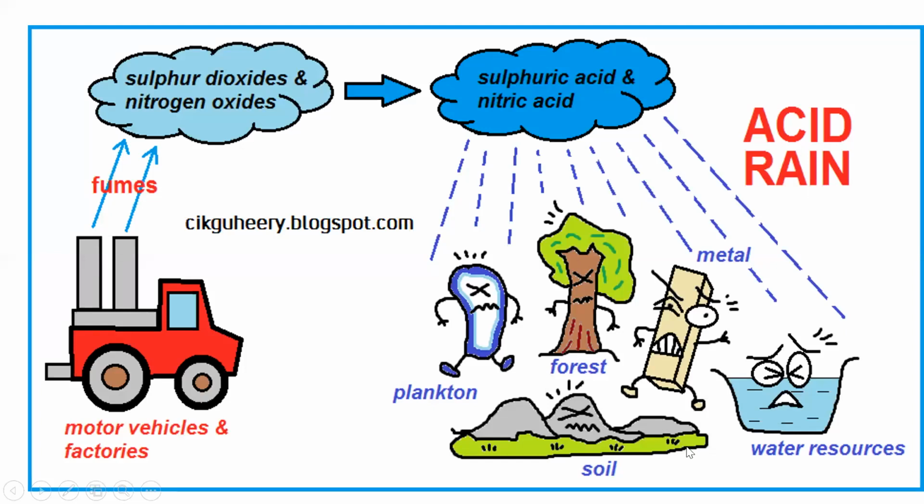The acid rain affects majorly the water resources. So that is the major effect. It can also affect metal. It can affect forests or plants. It also affects the soil.